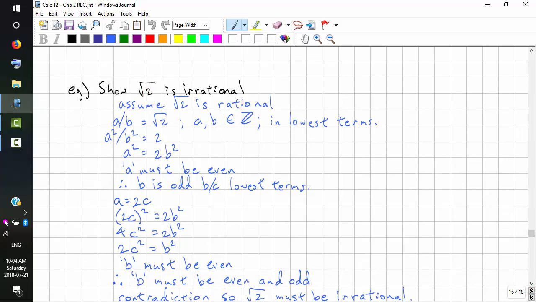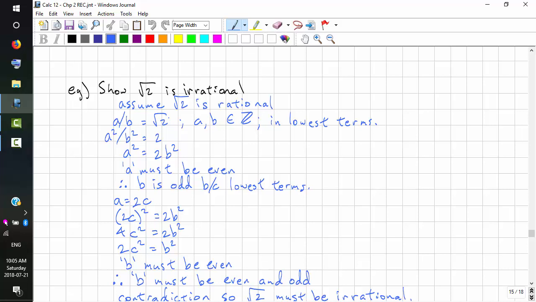So we assume that square root 2 is rational. We assume the opposite. So if square root 2 is rational, we can represent it by a over b, where a and b are integers, and it's expressed as a fraction in the lowest terms. And we can square both sides to get rid of the radical sign. Now we have a squared over b squared.